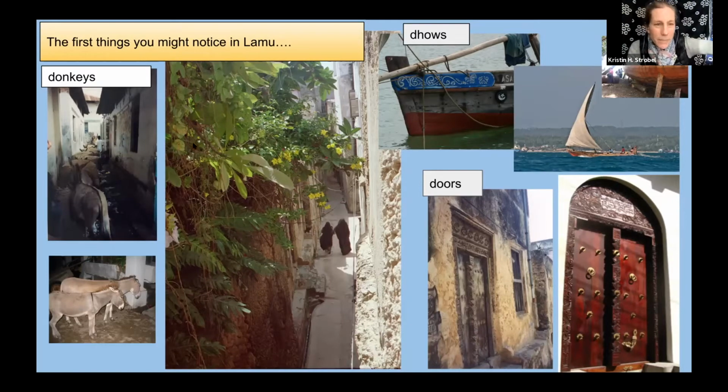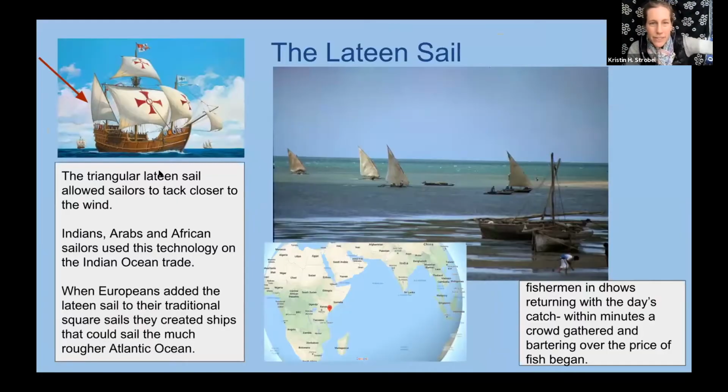So those are some of the first things you might see. And here again is that lateen sail, so essential for European colonization of the New World, right? It's a technology that was borrowed from the Indian Ocean Trade Network. This is a replica of one of Columbus's ships, and you can see that they took their square sail, which allowed stability on the rough Atlantic Ocean, but once they had the lateen sail, they were able to tack closer to the wind, and that enabled them to get across the Atlantic.